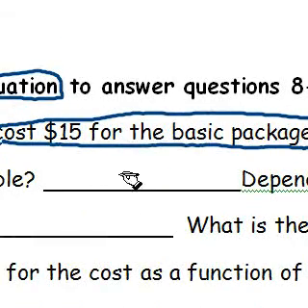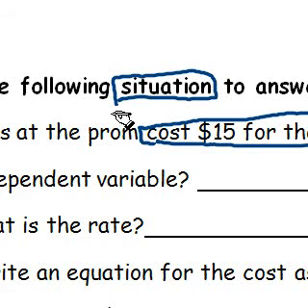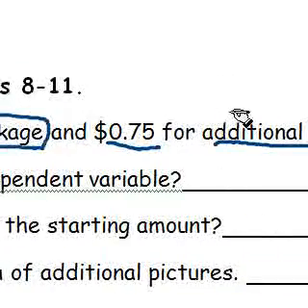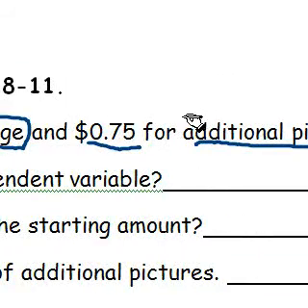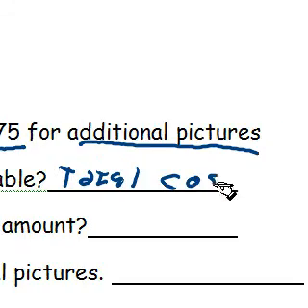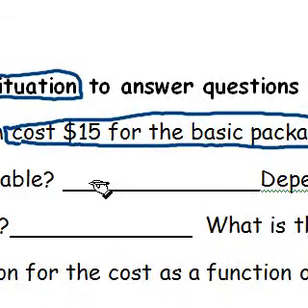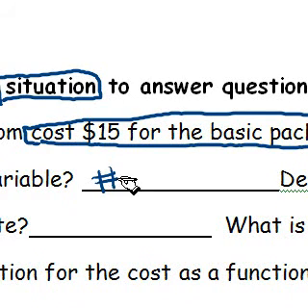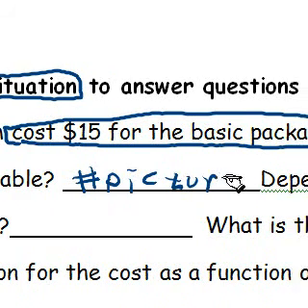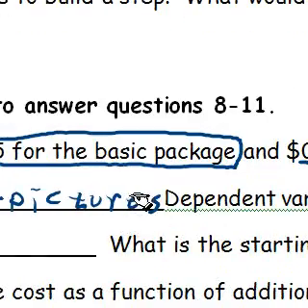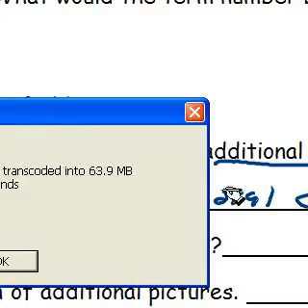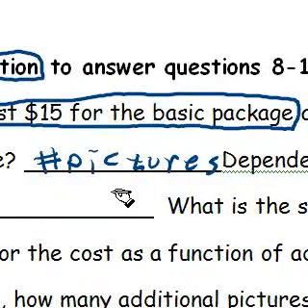The independent variable and the dependent variable. Well, we need to ask ourselves, what is changing here? It looks like our cost can change depending on how many pictures we buy. So if cost depends on pictures, then our dependent variable would be total cost, because total cost depends on the number of pictures we buy. So do you see how the number of pictures determines total cost, and total cost depends on our independent variable?